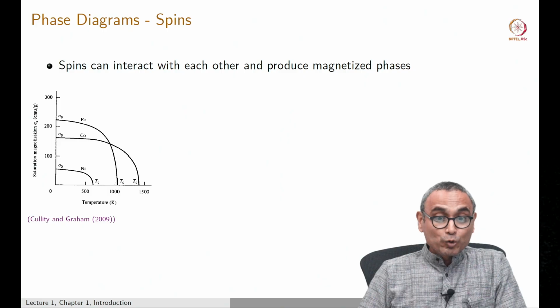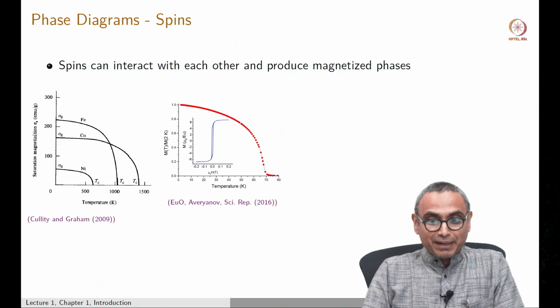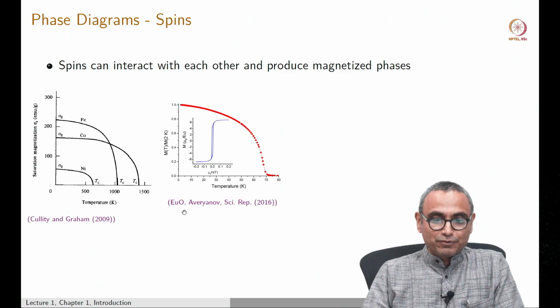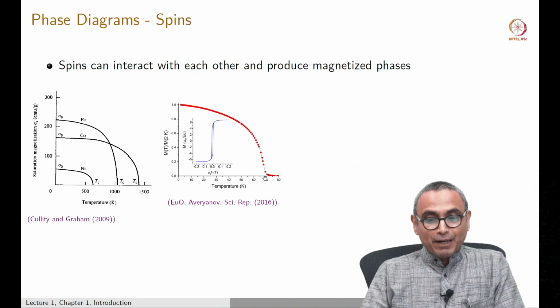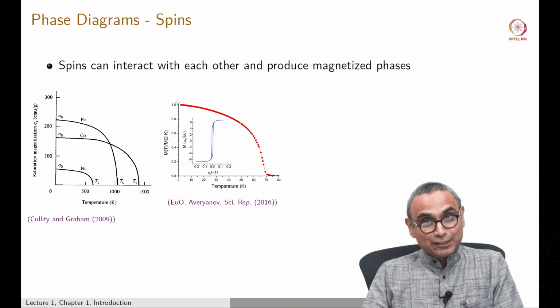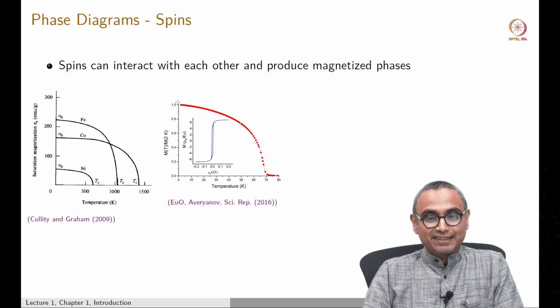But you can work with totally insulating magnets. I am showing you an example of europium oxide here. You see above roughly 70 Kelvin, there is no magnetization, and as you cool the system down below 70 Kelvin, the magnetization pops up and it grows as you reduce the temperature, signaling the presence of a magnetized state.